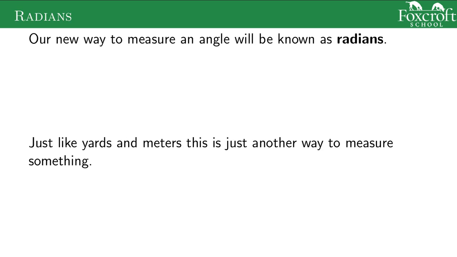And this new angle measure is going to be called a radian. It's called a radian because it's related to the radius of a circle. And just like yards and meters are two different ways to measure how long something is, I can measure this in yards, or I can measure it in meters. Radians and degrees are the same thing. We have an angle, and we can measure it in degrees, just like we already did, or we can measure it in radians.